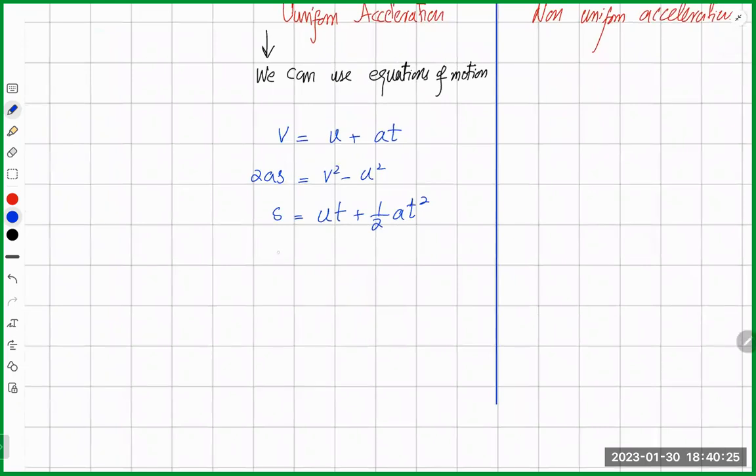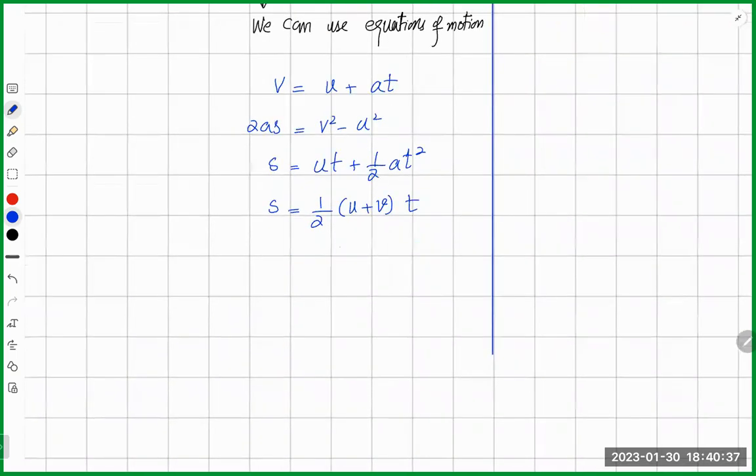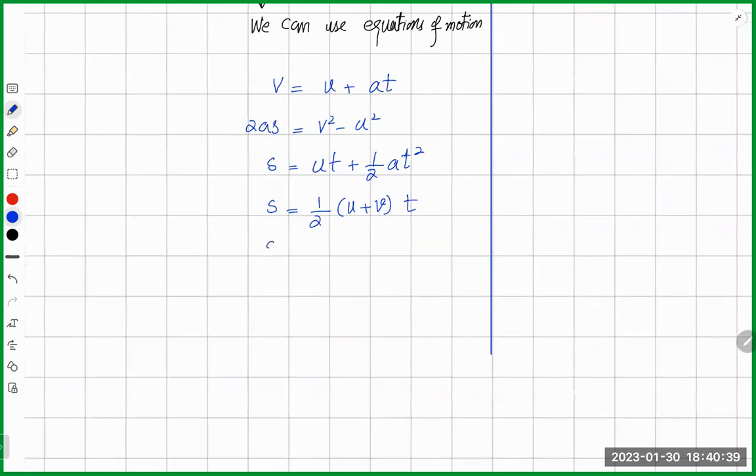Another formula other than these equations of motion is s equals 1 over 2 times initial velocity plus final velocity, multiplied by time. Only this expression gives you average velocity. Multiplied by time, that is another formula for finding distance. And one more is s equals vt minus 1 over 2 at square.